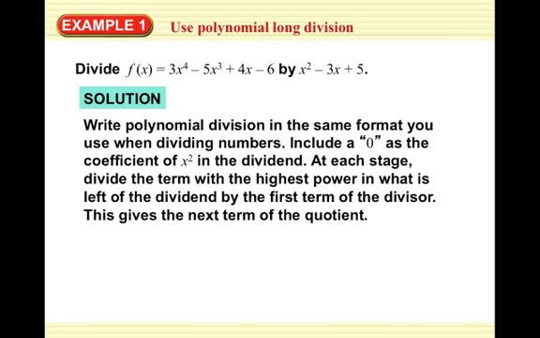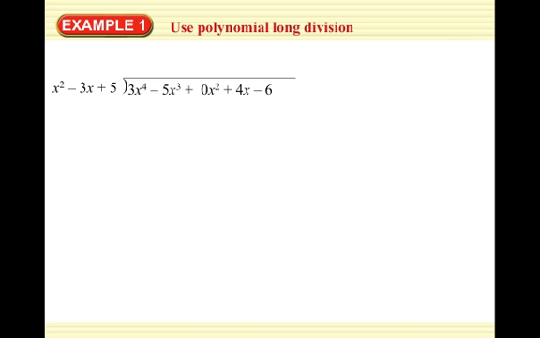At each stage, divide the term with the highest power in what is left of the dividend by the first term of the divisor. This gives the next term of the quotient. And this is much more easily understood by an example. So let's actually get into this. So here's using our traditional division notation. We've got 3x to the fourth minus 5x cubed plus 0x squared plus 4x minus 6 in the little division house. And then we're going to divide it by x squared minus 3x plus 5. So that's on the outside.